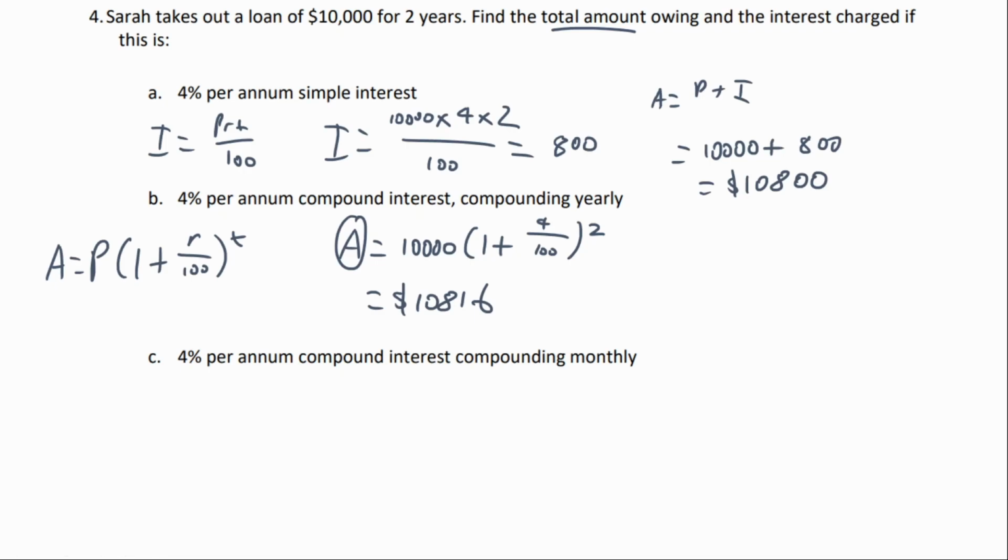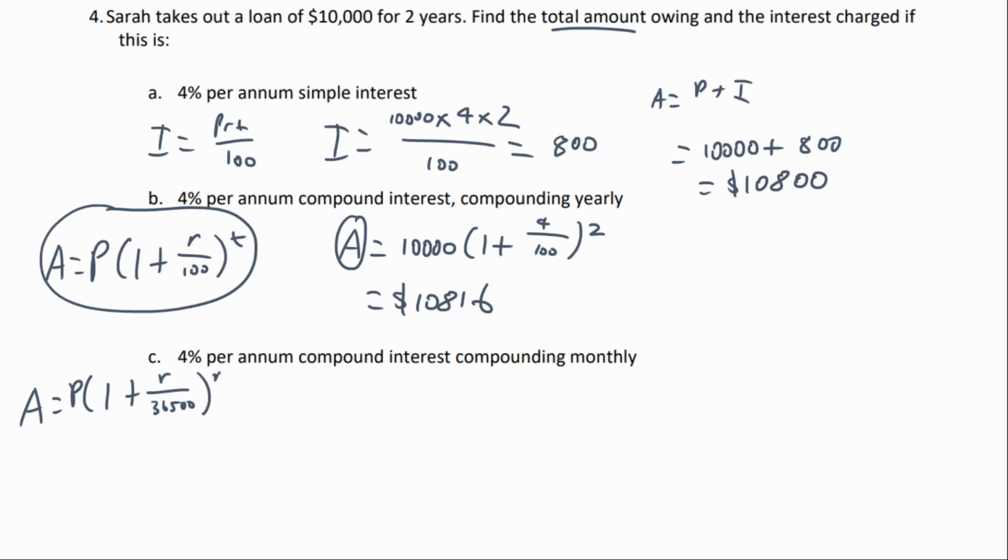And last one, this one might be a bit difficult. It says 4% per annum compound interest, compounding monthly. So we've got our compound interest formula up here. And if you remember our credit card one was A equals P, 1 plus rate over 36,500 to the power of number of days. So it's exactly the same. The only thing we changed was dividing the rate by 365, which is the number of days in a year. And we now put the power to the number of days instead of the number of years. So that's for daily compound interest.